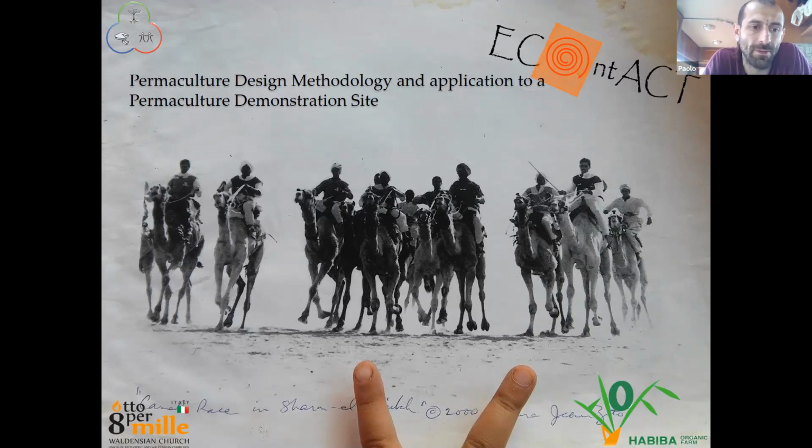On the left, you see where the money came from. This is from the Valdesian Church, but I will speak about this later. And Habiba, the organic farm, is in the other corner. It is the local stakeholder, the local partner involved in the project. In the middle, you see a historical picture of nomads. We are talking about Bedouins. The place of the project is Sinai, Egypt.